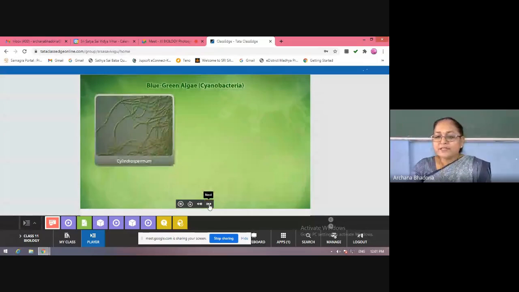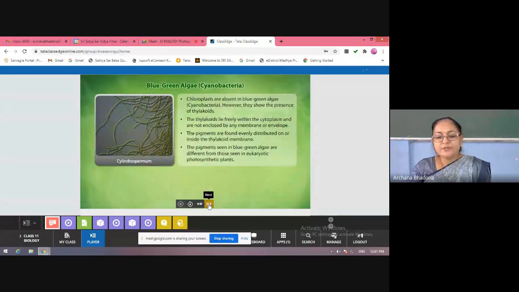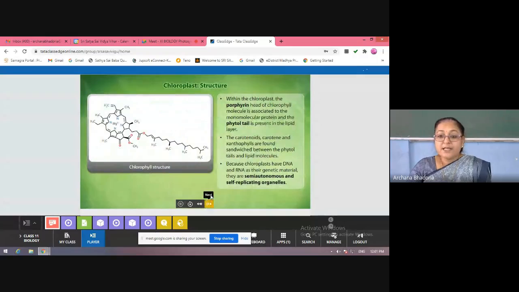Okay. So cyanobacteria, this we will not be doing. I'm taking up the next topic. Now this is not the chloroplast structure, children. This is the chlorophyll structure. This is also given in your textbook.